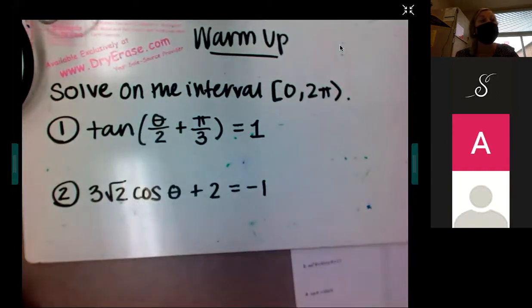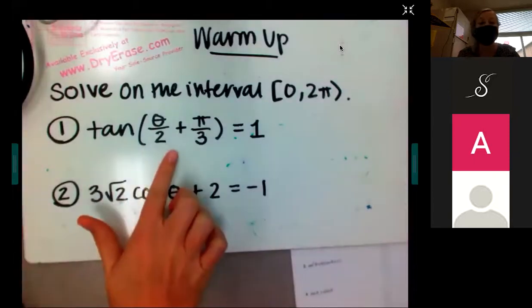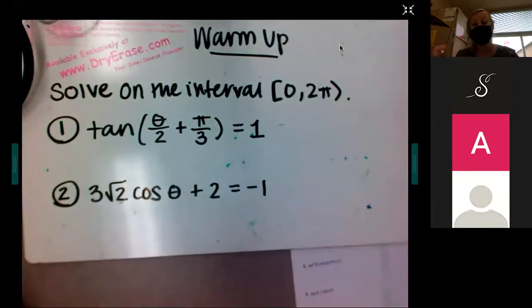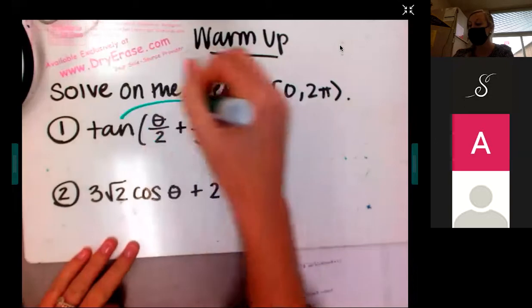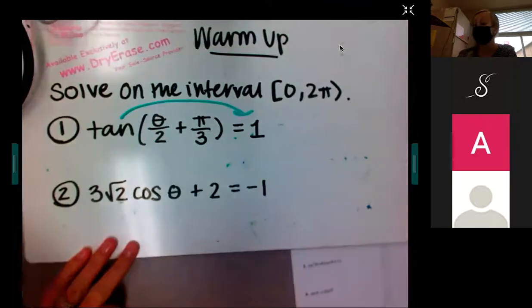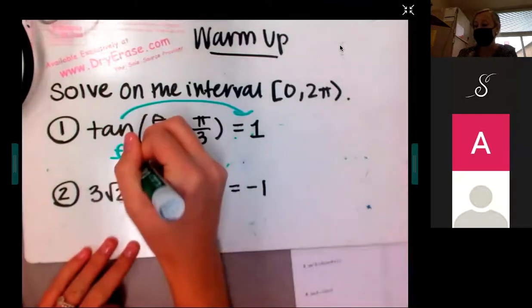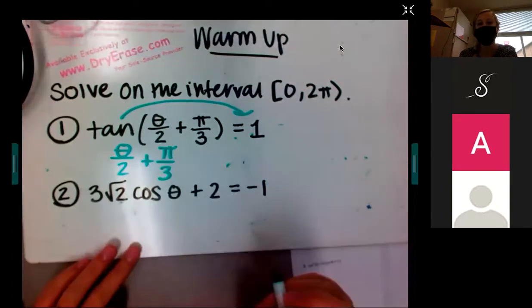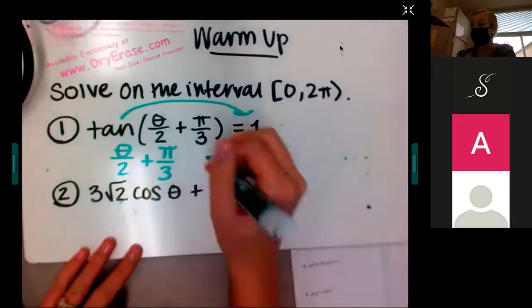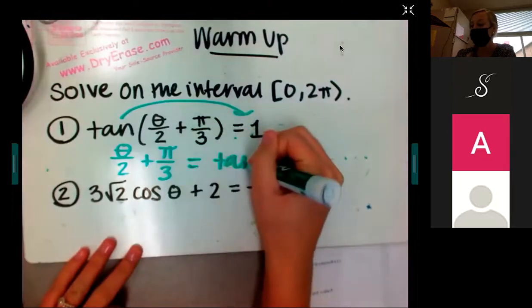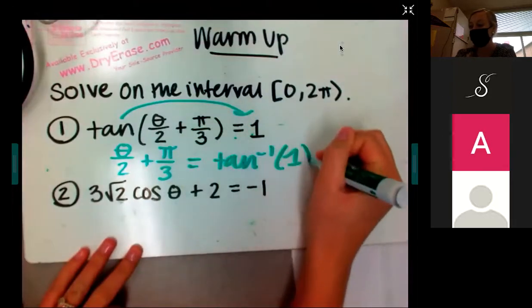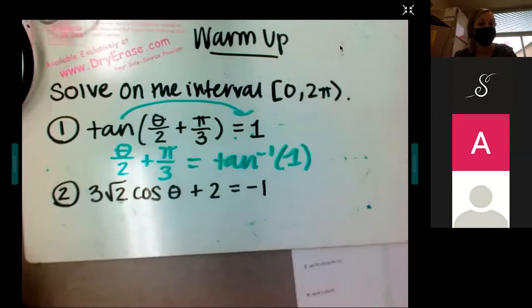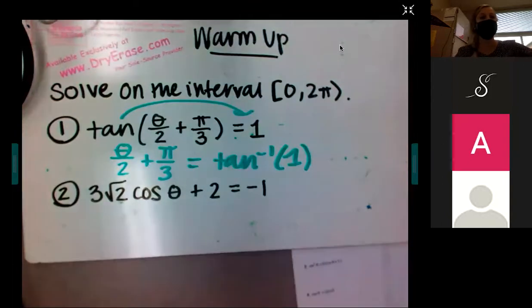So what do we have to move first to be able to get to that theta? Tangent. So what's the opposite of taking the tangent? Tangent inverse. So does everybody agree? We're going to be left with theta over 2 plus pi over 3, and it's going to equal the tangent inverse of 1. Okay. So y'all are good with that first part.